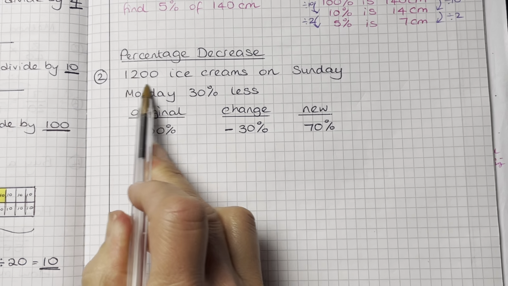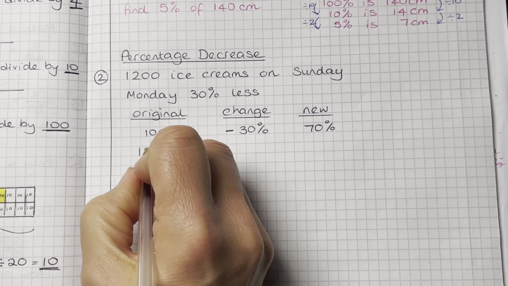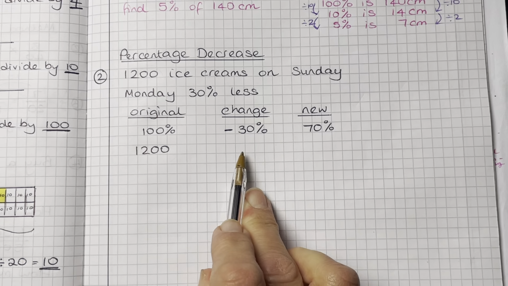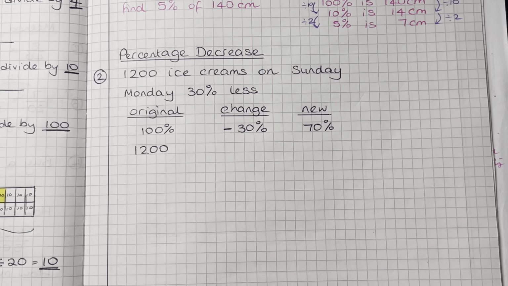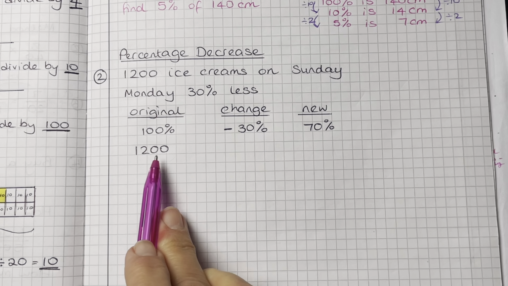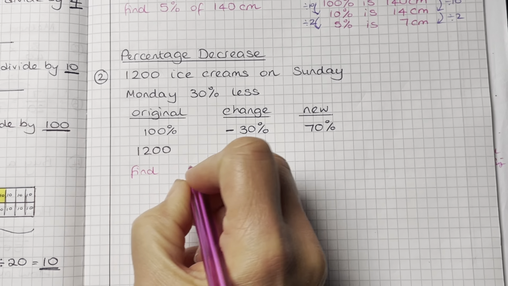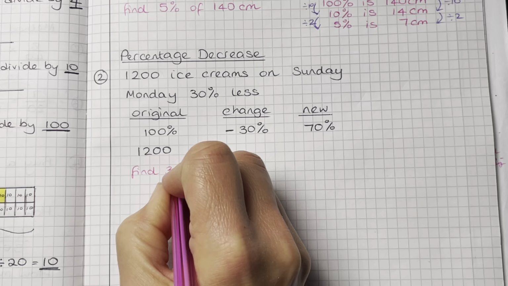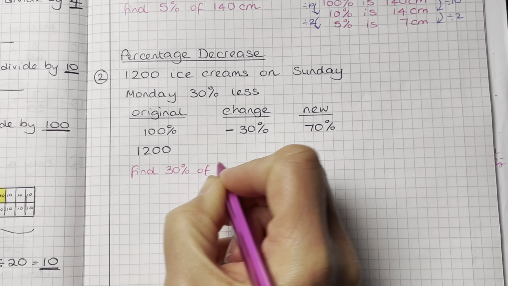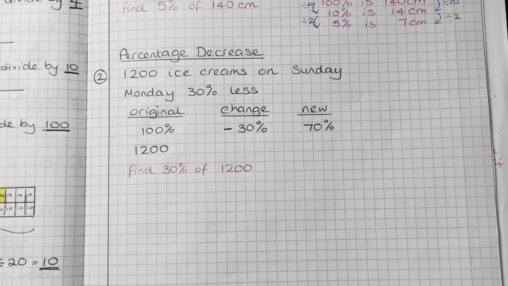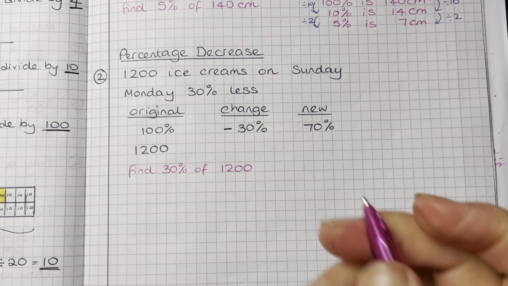Let's look at the information I've got. I've sold 1,200 ice creams on a Sunday. I want to reduce that by 30%. So I need to find 30% of 1200. Let's write it down as we did with question 1. I want to find 30% of 1200. This time I'm going to use my other method.